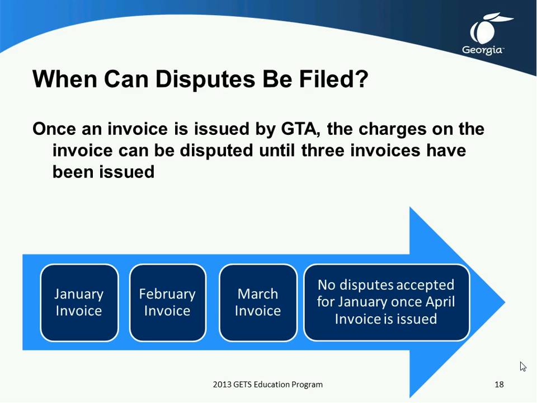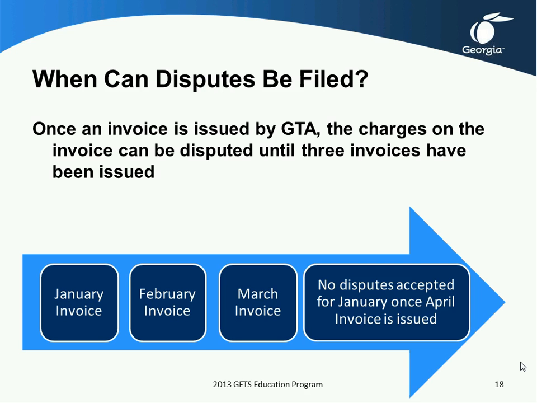However, by the time the April invoice comes out, that 90-day window is now closed for the dispute that was identified on the January invoice. So the question is, why did we do that? Why did we have this?